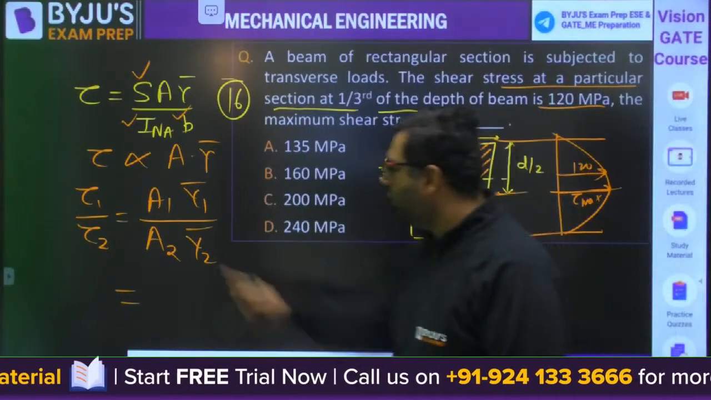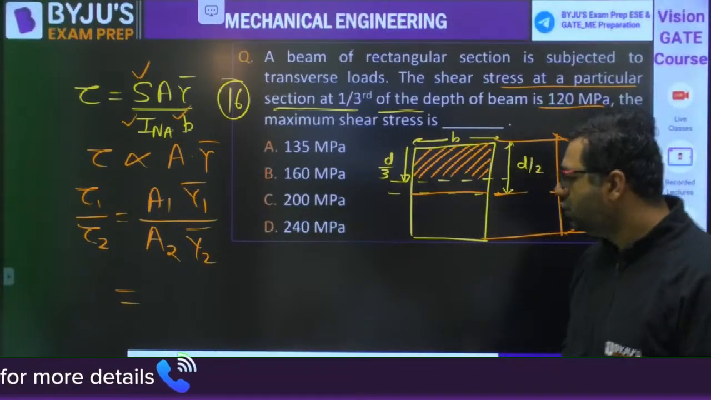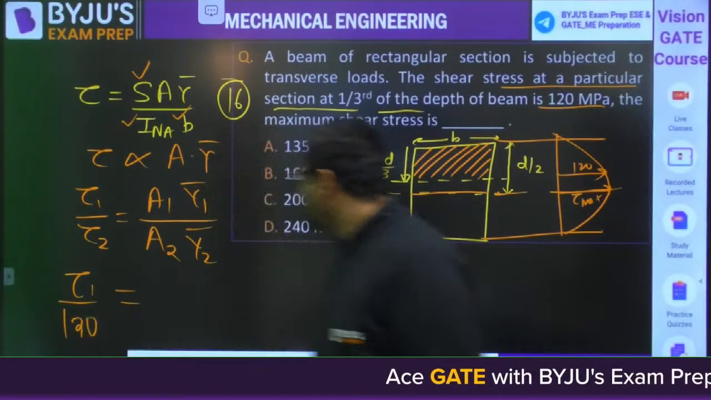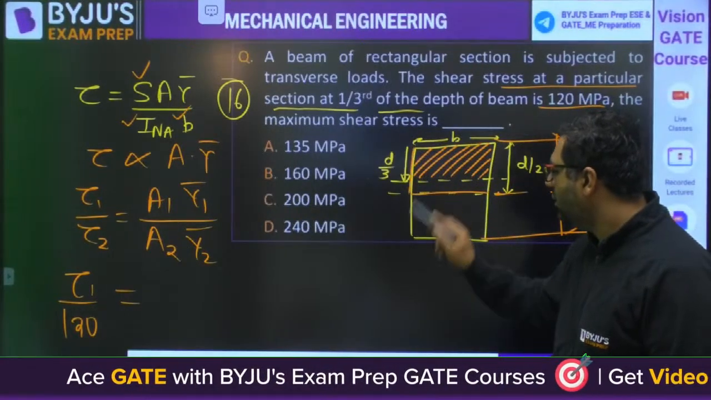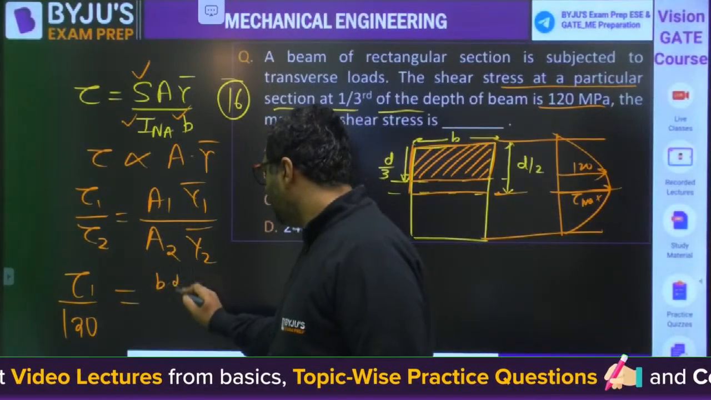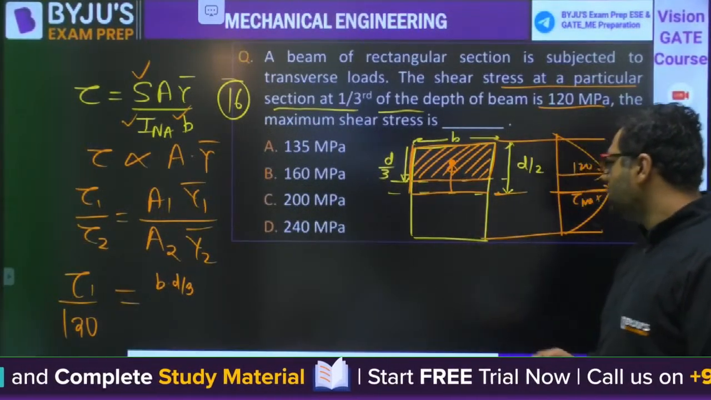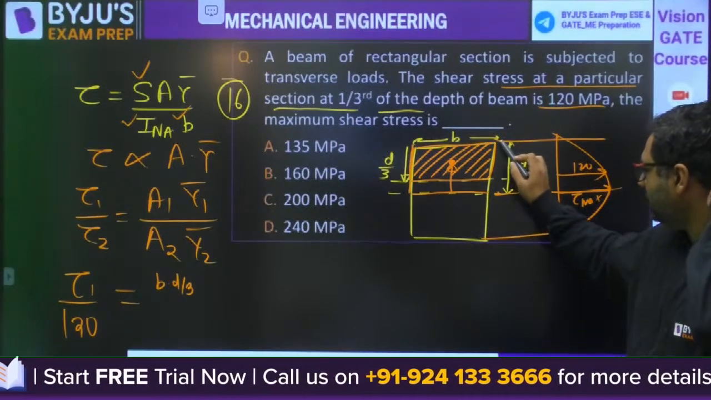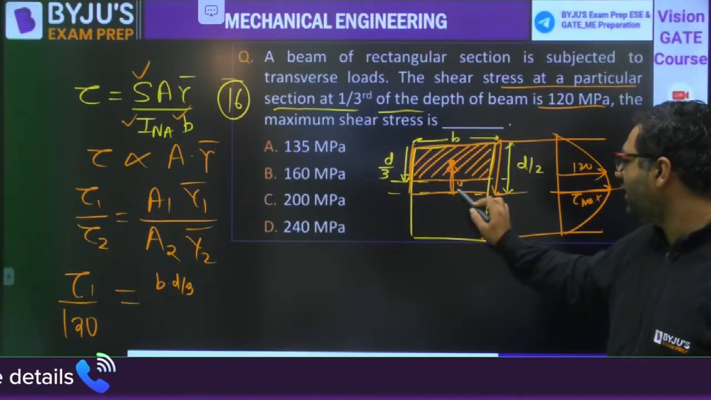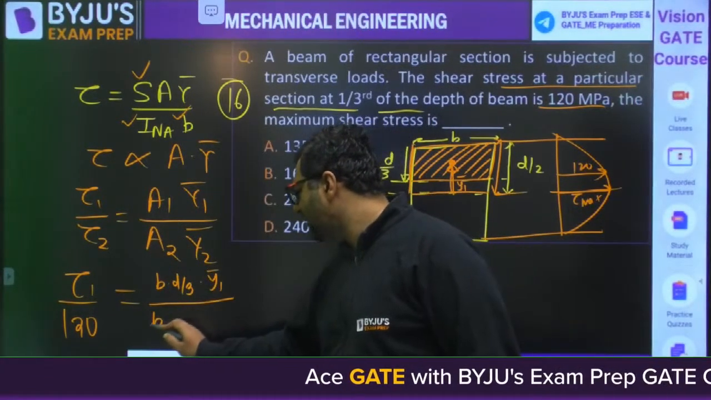So you take A1 Y1, the first one which you need to find out, and the second one which is given to you. So you can write tau 1 by 120. What is A1? The area will be this one, the hatched area, so B into D by 3. Y1 bar is the distance of the centroid from here. You know that this total one is D by 2, and this one is D by 3. So you need to find out this distance. This is Y1 bar. So you put this value Y1 bar divided by the area for the second one.